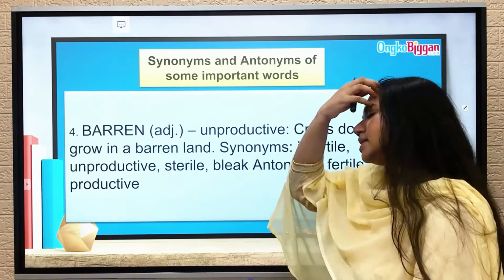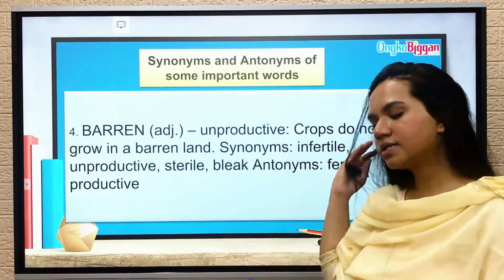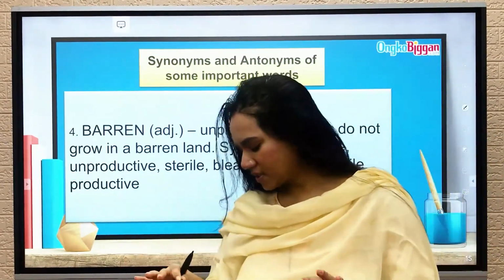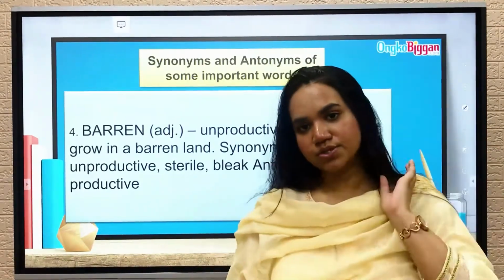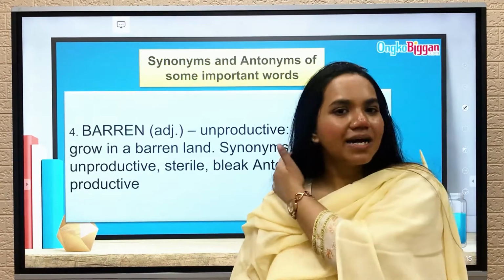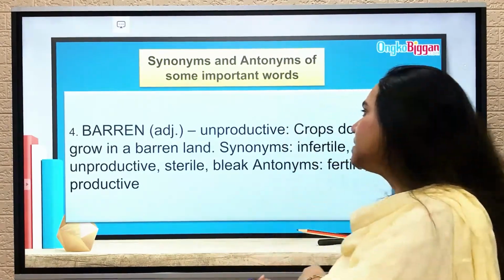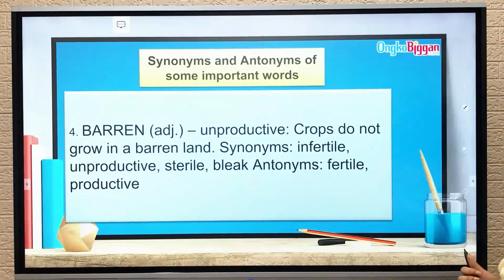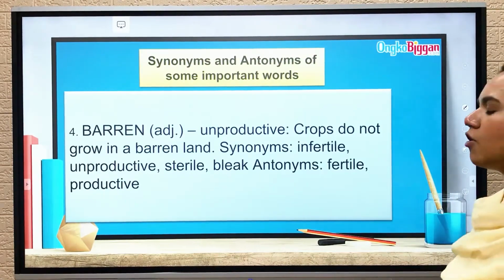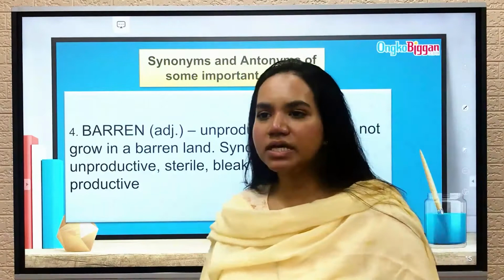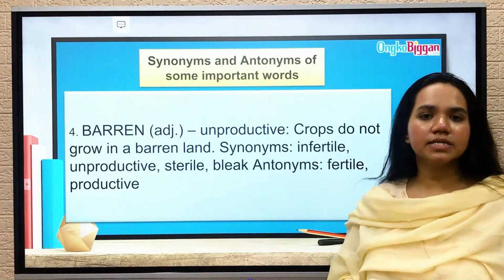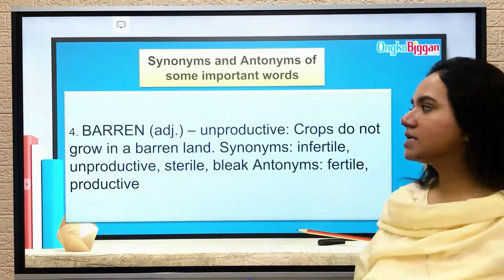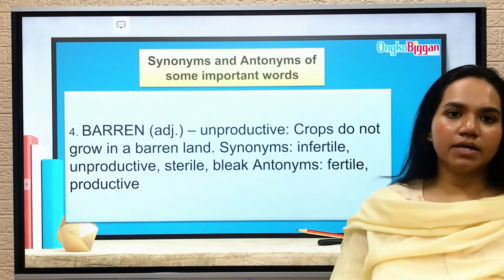So if I mean that something is barren, it means that there is a particular place which is right now not being used. It's just being left idle. Okay? So the meaning is unproductive. Example, crops do not grow in a barren land. If there is a land or just a field that has a lot of weed, that is not being taken care of properly, that is not that clean, in that case I will say that it is a barren land.